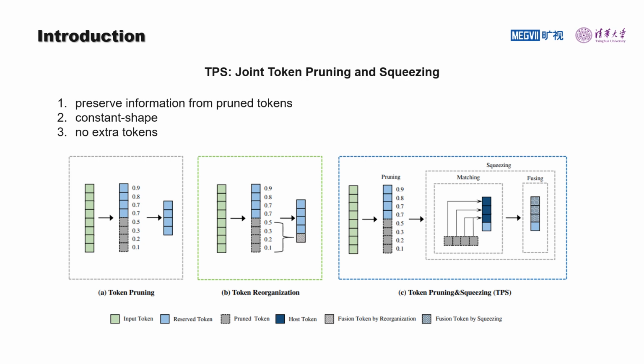Here, we'd like to introduce our TPS more specifically. The figure below compares our TPS with prior token pruning and token reorganization. Our TPS preserves information from pruned tokens by squeezing them into reserved tokens. Notice that we also maintain the constant shape of pruned ViTs and bring no extra tokens.